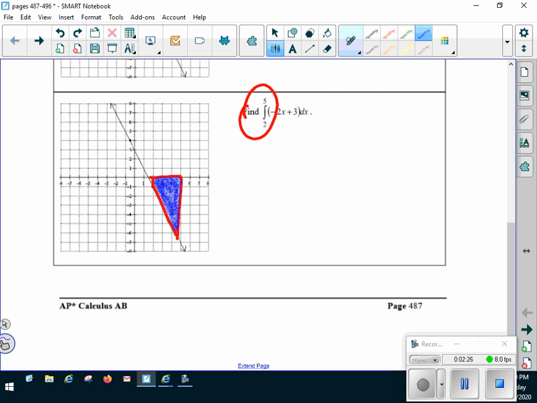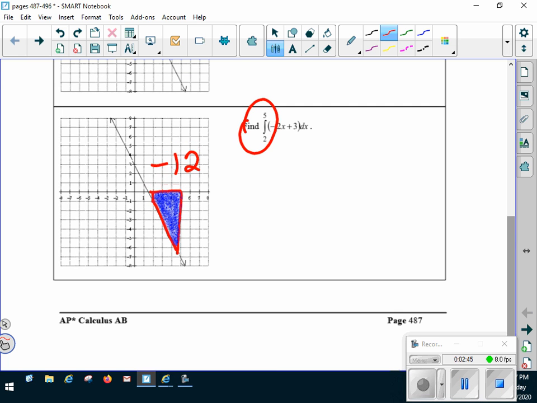This one equals 12 as well? Well, okay, so Wendy says that area is 12 as well, but it would have to be negative because the whole thing's under the x-axis. I'll give you a minute to kind of finish that up.